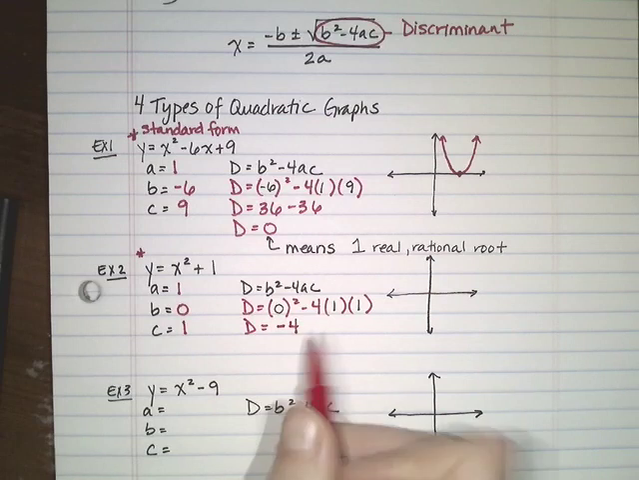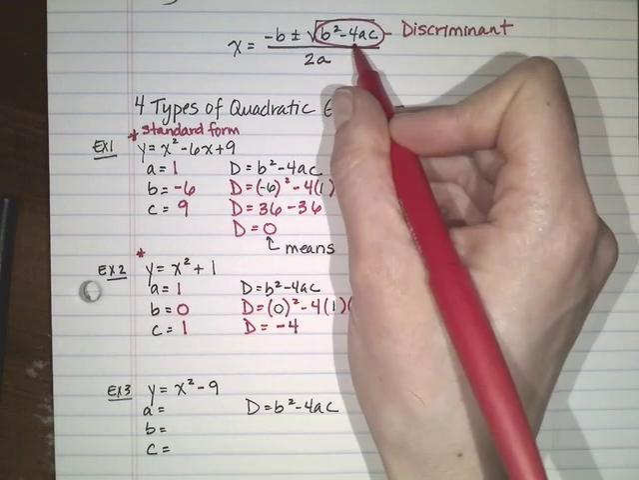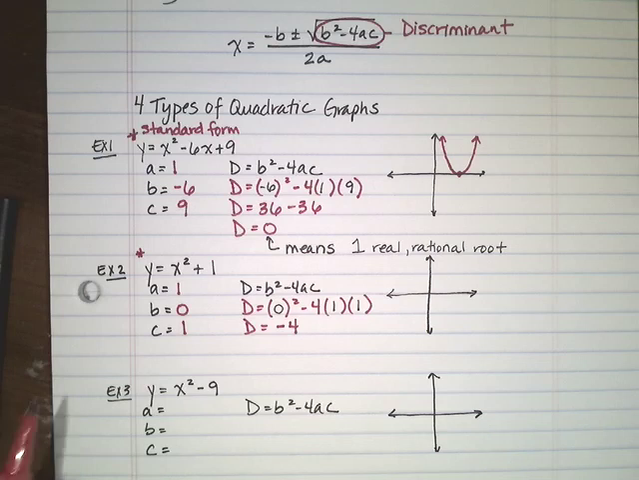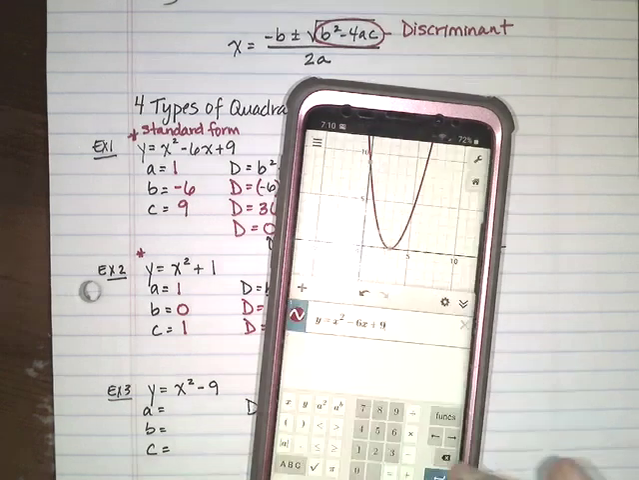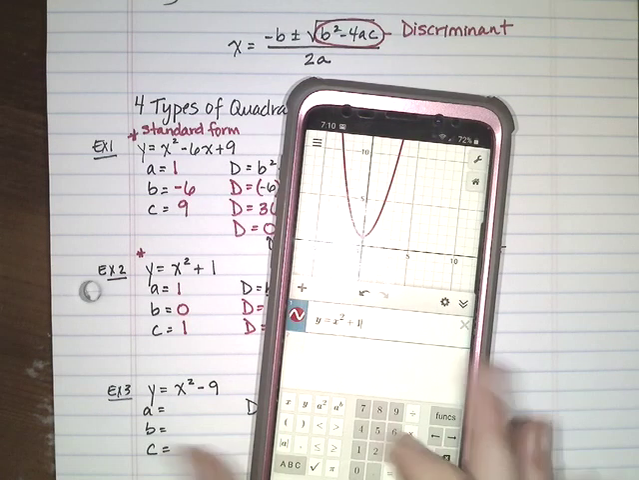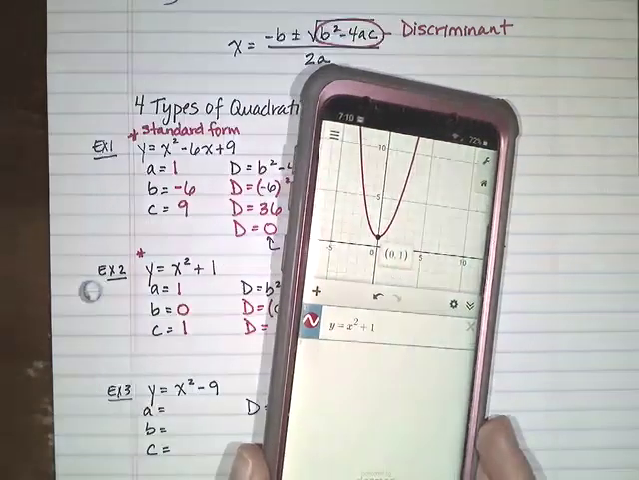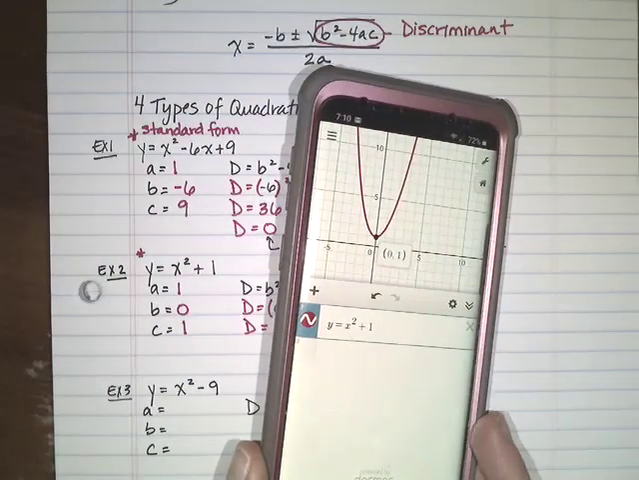Interesting. A negative. Where is that negative? That negative is under a radical. So when I go ahead in my Desmos app and I graph x squared plus 1, what do you notice about that root? That root never even touches the x-axis, aka it doesn't have one.